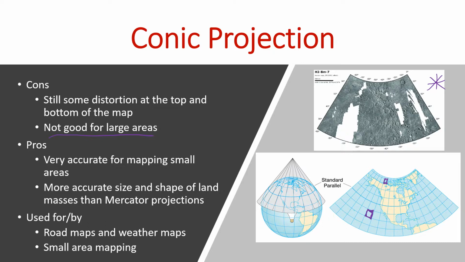What are the pros? It's very, very accurate when you're mapping small areas. It's actually more accurate in the size and the shape of the land masses than the Mercator projection. So Mercator is good because you get the right shape, but not the right size. This one gives you a much more accurate size and shape compared to the Mercator. So when do we use these conic projections? We actually use them in road maps and weather maps, and to map very small areas.